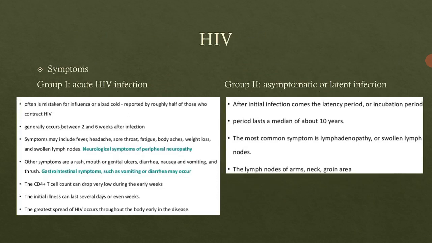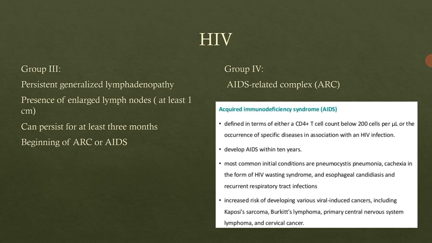In the HIV infection symptoms, we have four divided groups, namely group 1, which is the acute HIV infection, group 2, asymptomatic or the latent infection, right? Latent infection. Then group 3 is the persistent generalized lymphadenopathy, and group 4 is the AIDS related complex or the ARC, right? We saw the symptoms for these four groups in the HIV infection.